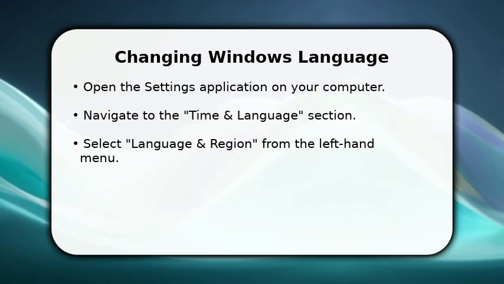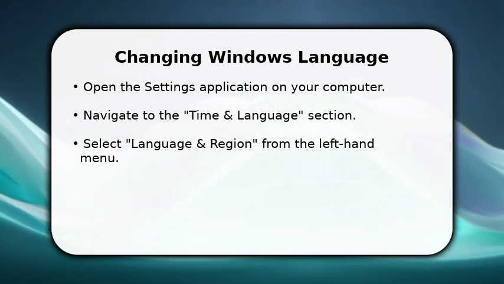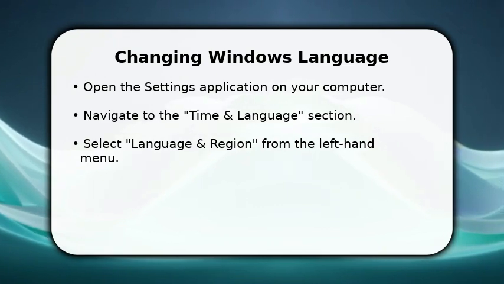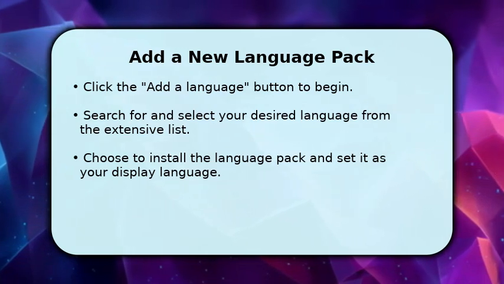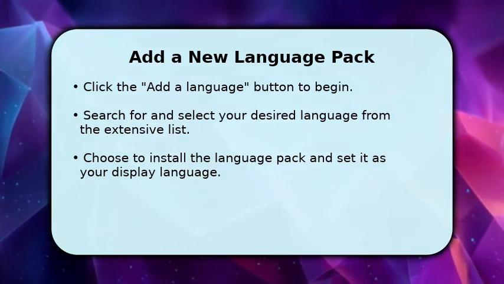From there, on the left-hand side, you will see Language and Region. Click on this to proceed to the next step. Now, you will see a button labeled Add a Language. Click this to open a new window.